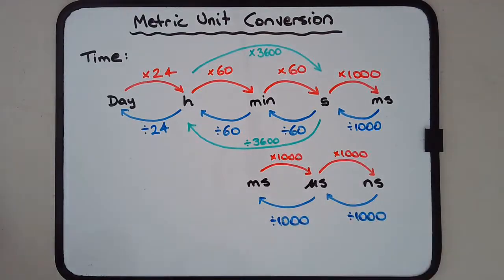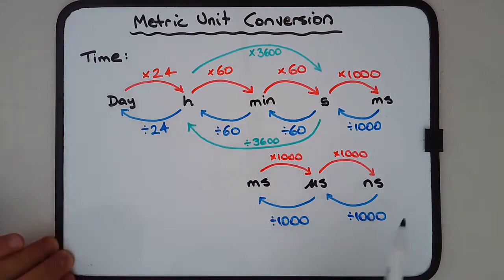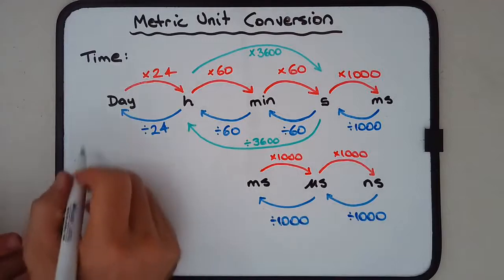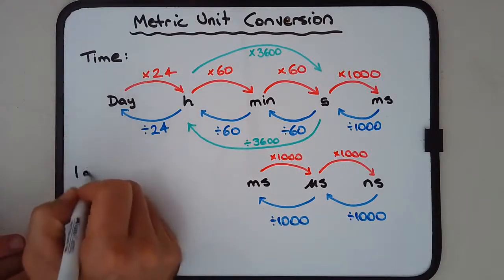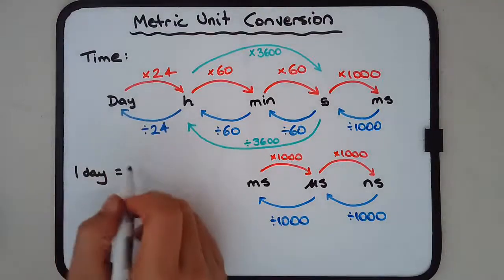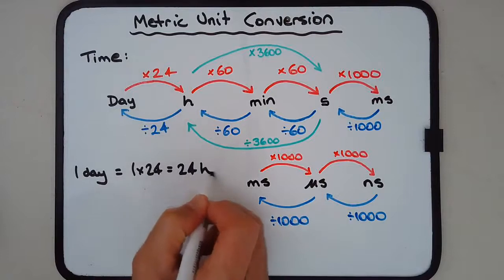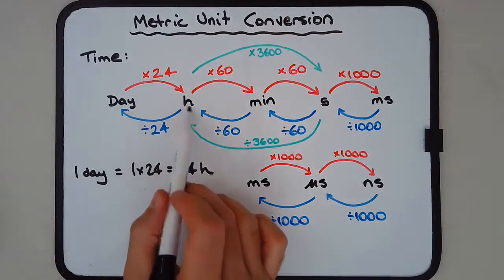Let's have a look at a quick example. In fact, let's see if we can fit the number in. How many nanoseconds are there in one day? If we had one day, one day is equal to 24 hours. So it's 1 times 24, which equals 24 hours. And the unit for hours is just the H.